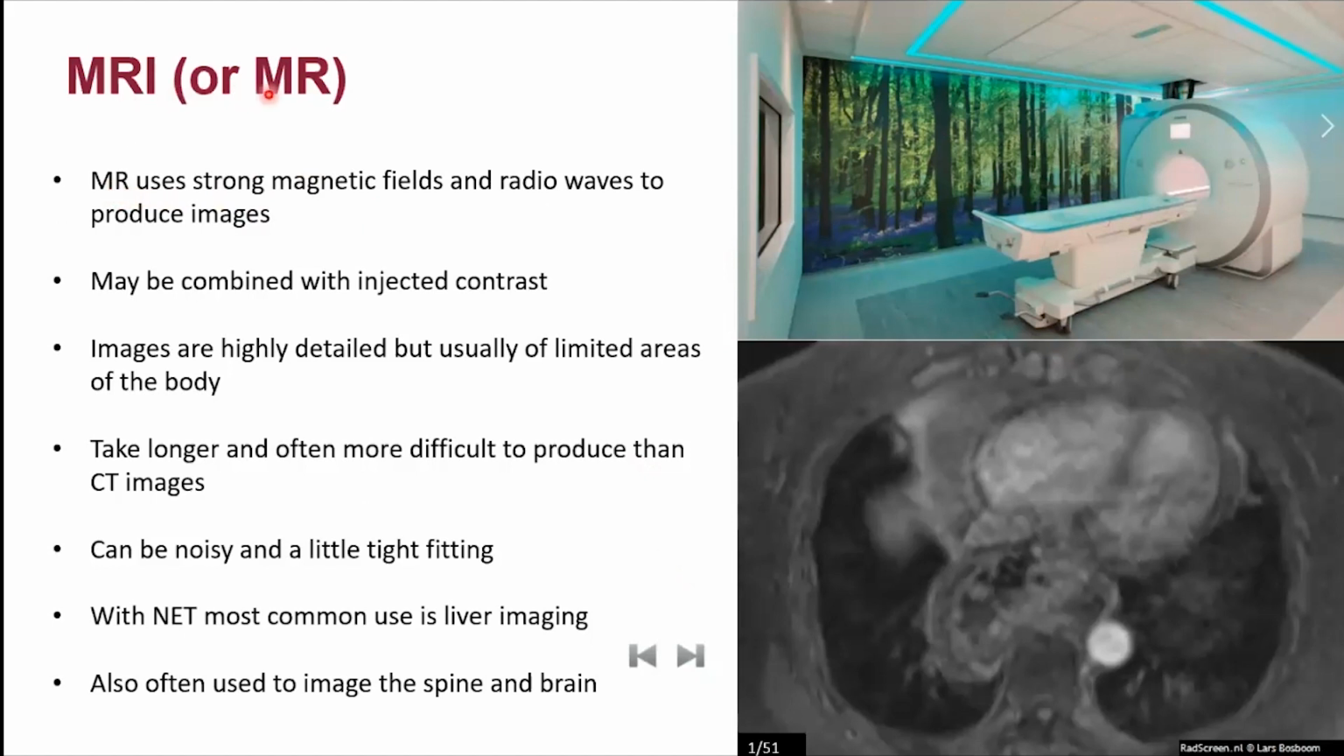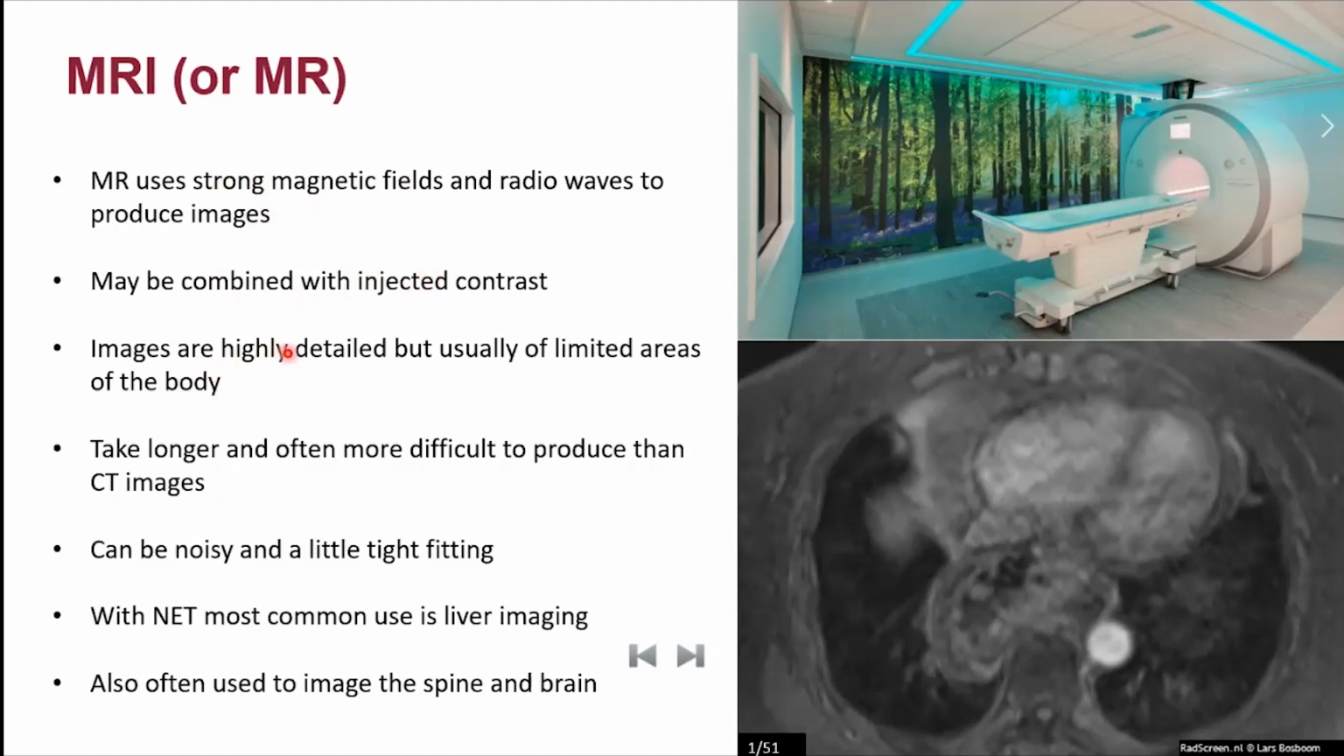Magnetic resonance imaging, or MR, people might have also experienced. Rather than using X-rays to make images, it uses strong magnetic fields combined with radio waves to produce images. It's really quite complicated when you're learning about how that works, but it does. And again, like CT, the technology might be combined with an injected contrast agent or dye to make the images more detailed.